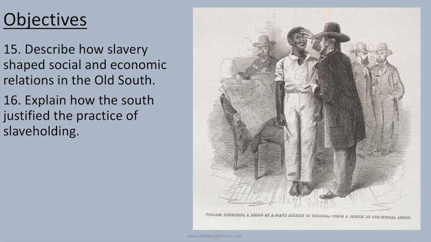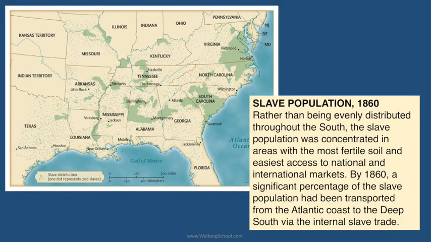We have two objectives. You should be able to describe how slavery shaped the social and economic relations in the Old South. You should be able to explain how the South justified the practice of slaveholding. Let's begin on Roman numeral number 15.